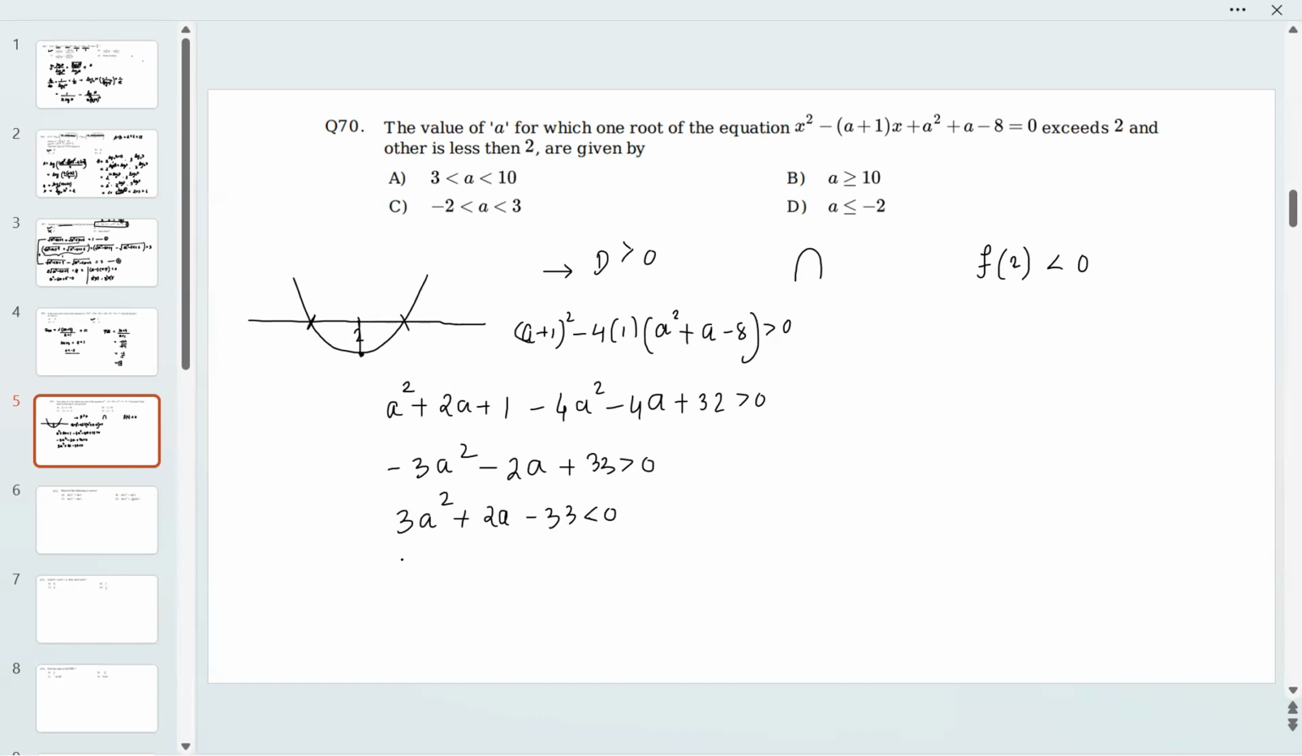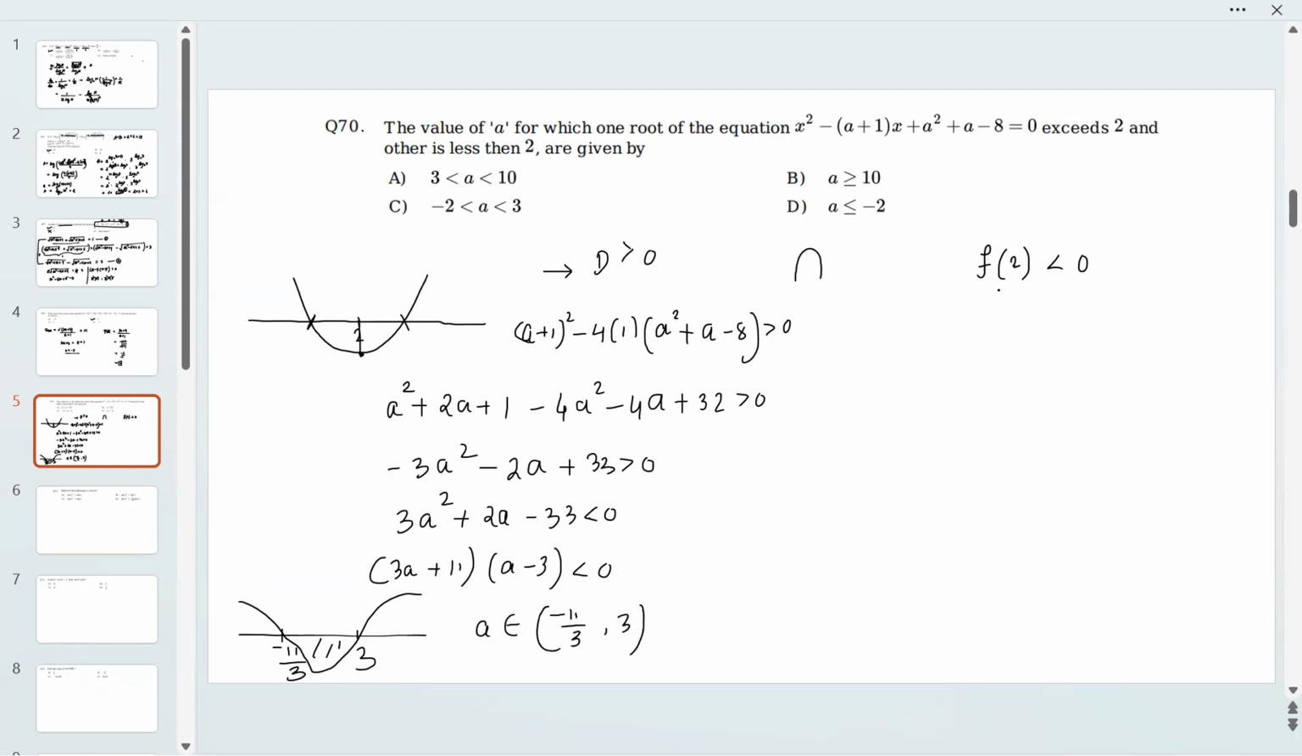Now this is very easily factorizable. 33 is 11 into 3. So my factors should be 11 and 3. So basically I will get, after factorizing, (3a plus 11) into (a minus 3) is less than 0. By wavy curve method, this is plus 3, this is minus 11 upon 3. These two are the critical points. We want less than 0, which means this region. So from this, a belongs to open interval minus 11 by 3 to 3.